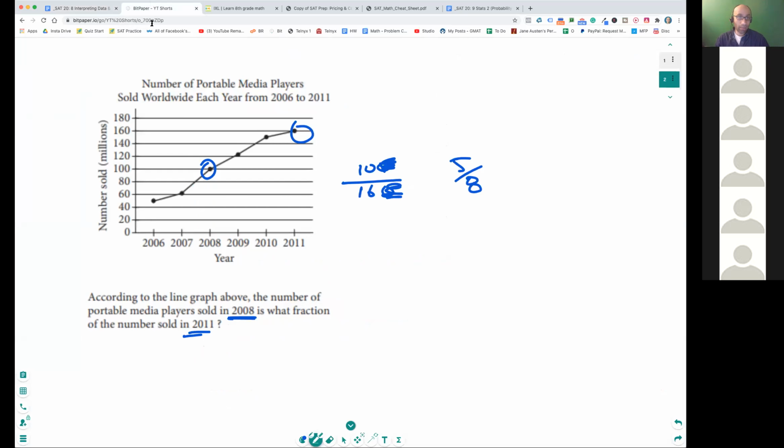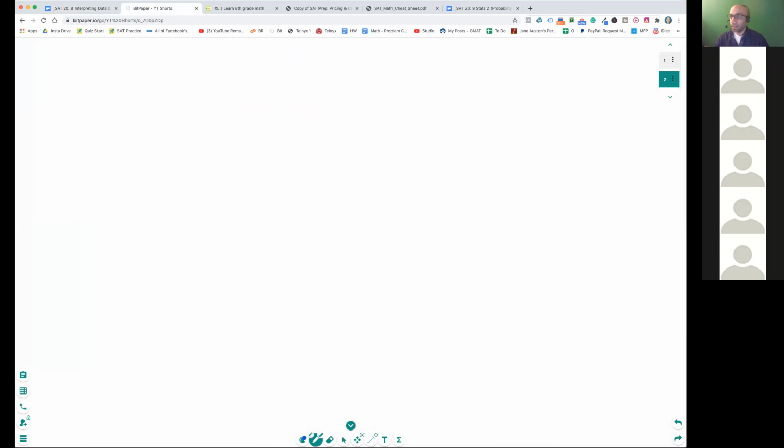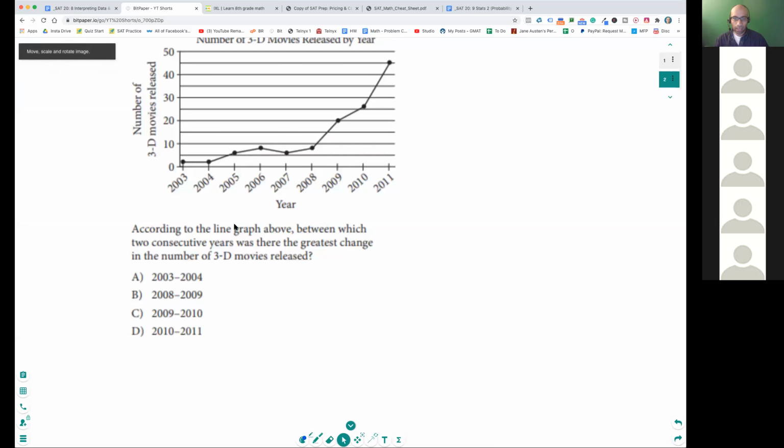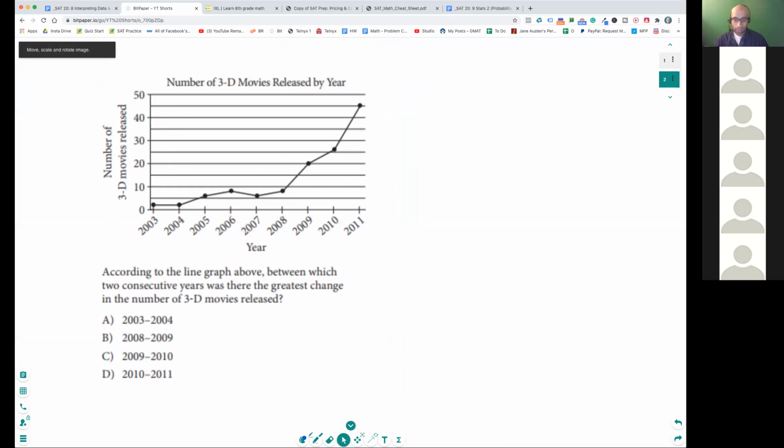But now the problem that I'm going to give you is a bit more complicated, and that requires percents. Okay, the problem is this. It's not going to be an SAT problem, but still, you try to figure it out. According to the line graph, between which two consecutive years was there the greatest percent change? Now that really makes it hard, okay?